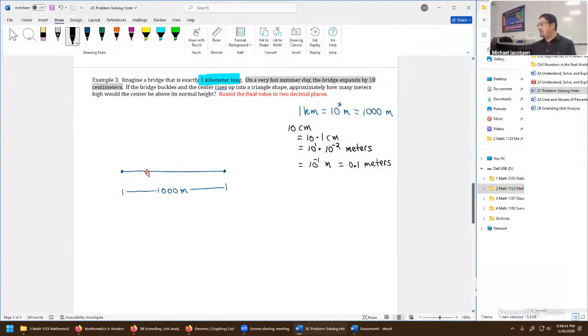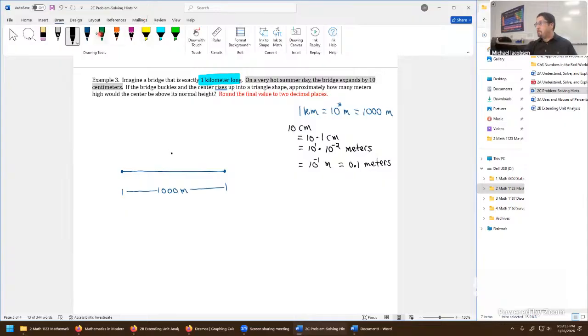The new drama in the problem is it buckles. So it's going to rise up, and we're told it rises up in a weird way. I'm not sure if this would happen in reality. It'd probably be more like a semicircle. But we're imagining it buckles, and the center rises up into some triangular shape. So this might be kind of exaggerating, but I'm going to imagine the top of that triangle to be right here at its center, just a way to capture the information from here when it says it buckles into a triangular shape.